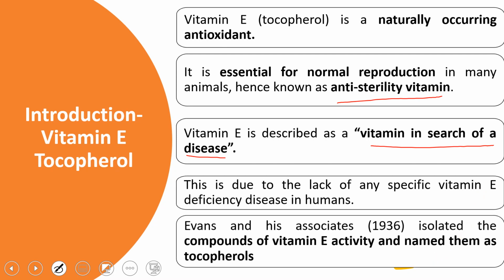Evans and his associates in 1936 isolated the compound with vitamin E activity and named it tocopherol. The word tocopherol comes from Greek: tokos means childbirth, pheros means to bear, and ol means alcohol. From there its name came.